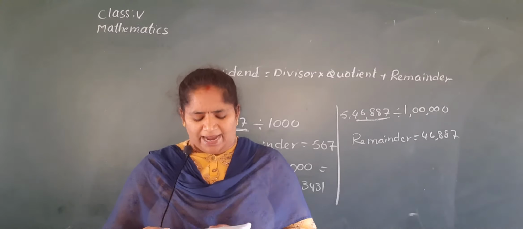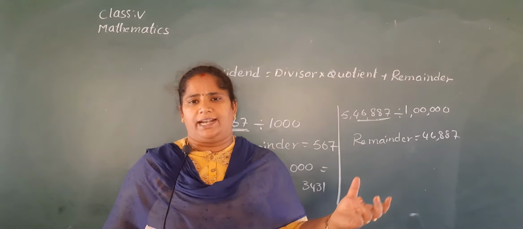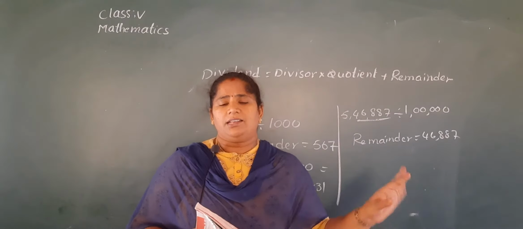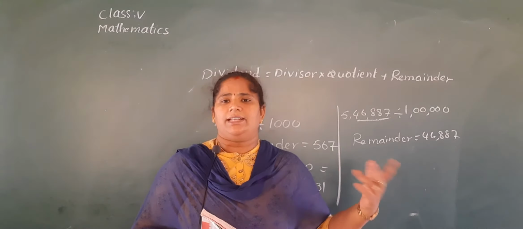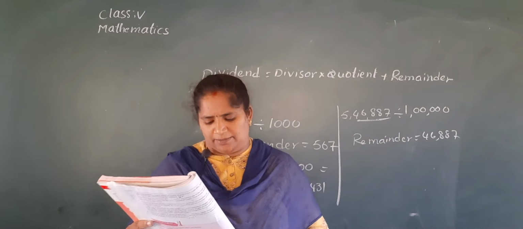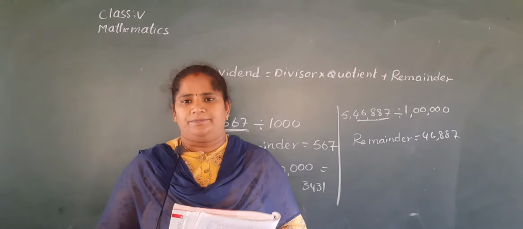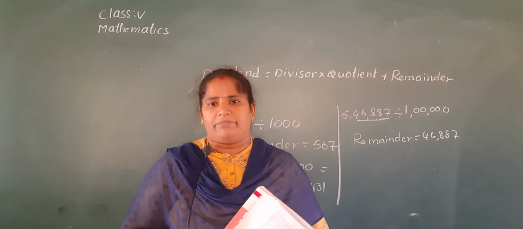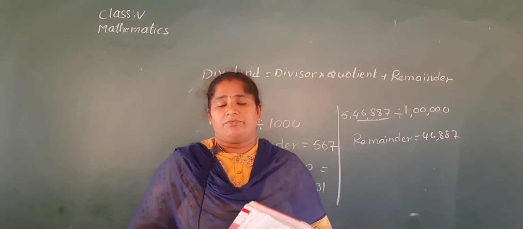And when do we divide? When something is distributed or shared equally, that equal distribution is called division. And when we know the value of many quantities and we have to find the value of one quantity, we divide. Okay? So in these situations, we divide.